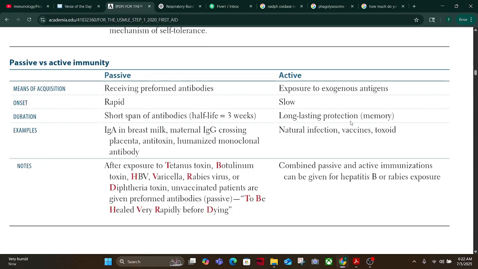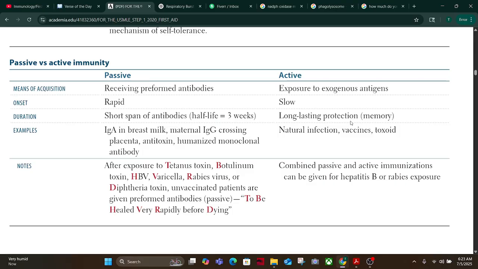So passive immunity is when the body is given antibodies that were made by someone or something else, but not made by the person's own immune system. However, active immunity is when the body makes its own antibody. Means of acquisition for active immunity is exposure to exogenous antigens. The onset is slow. Duration of active immunity is long-lasting protection because B cells can become plasma cells, immunoglobulins, or memory cells.